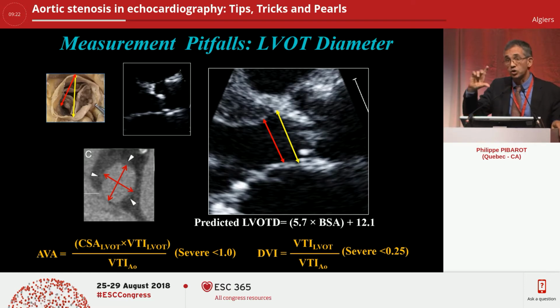And so it's just a ratio of the velocity time integral. And if both parameters are consistent, severe or non-severe, you're good to go. But if, for example, the valve area is smaller than 1 and the Doppler velocity index is 0.3 or 0.35, there is something wrong, and probably this tells you that you underestimated the LVOT diameter.